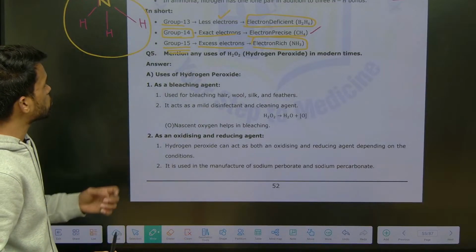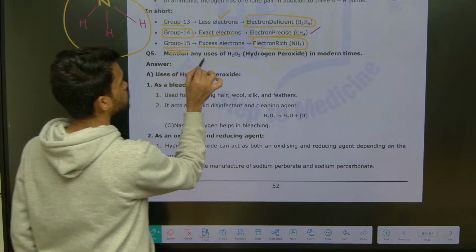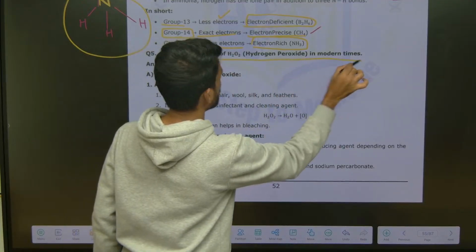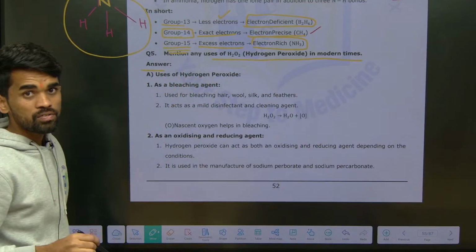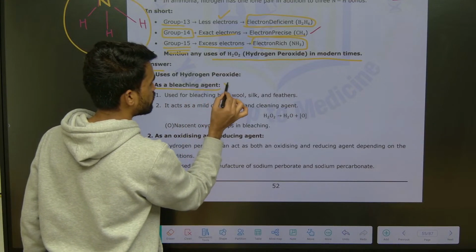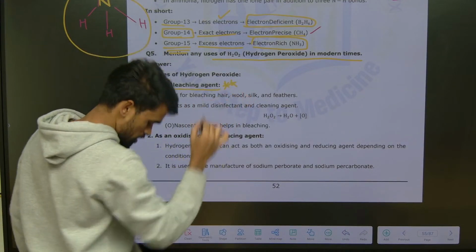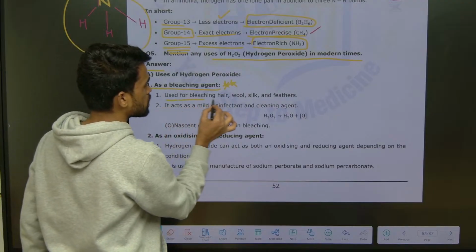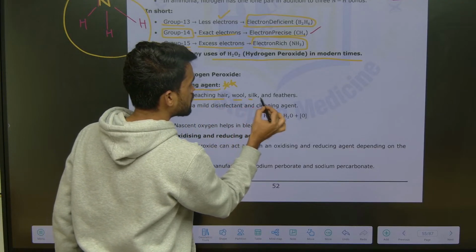The next question we have here is: mention any two uses of H2O2 in modern times. See, it can be used as a bleaching agent. It is used for bleaching of hair, wool, silk, and feathers.